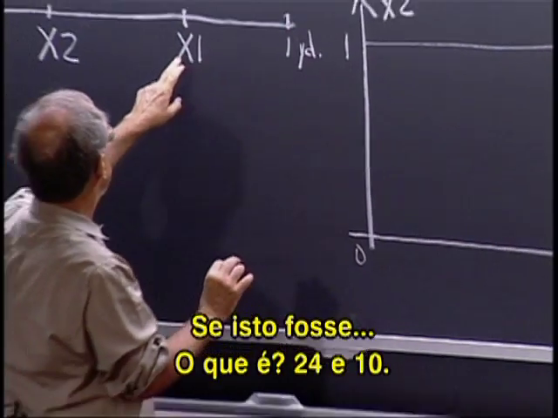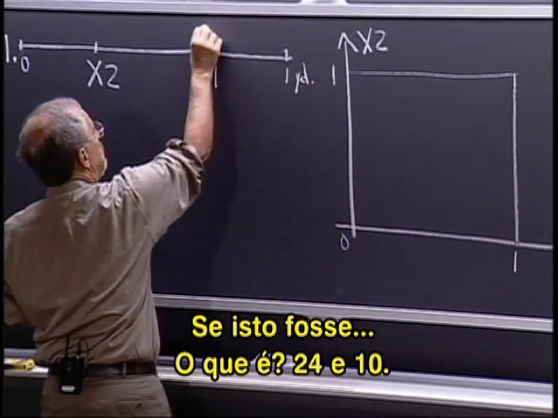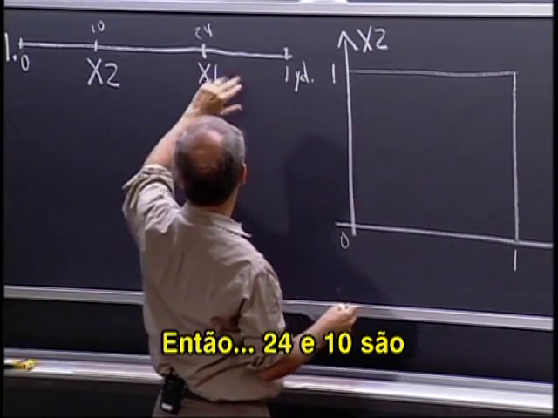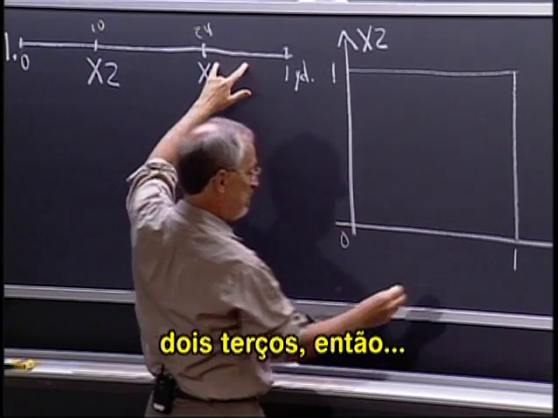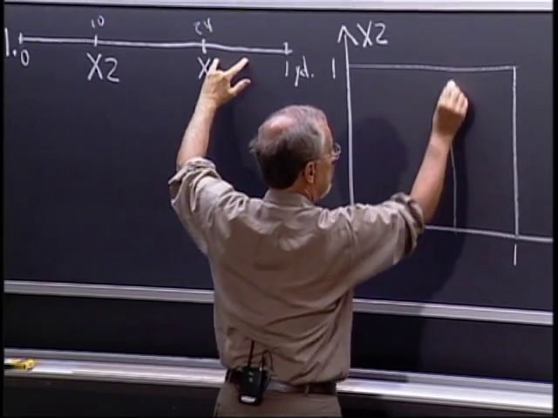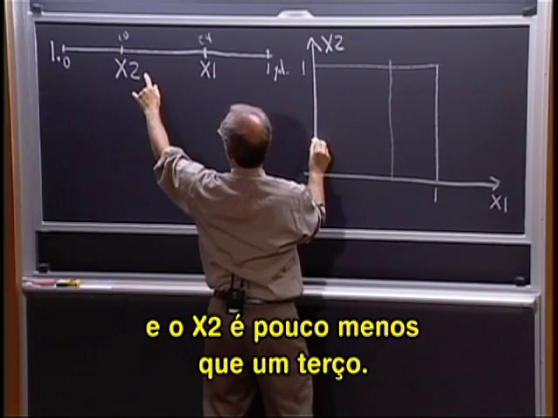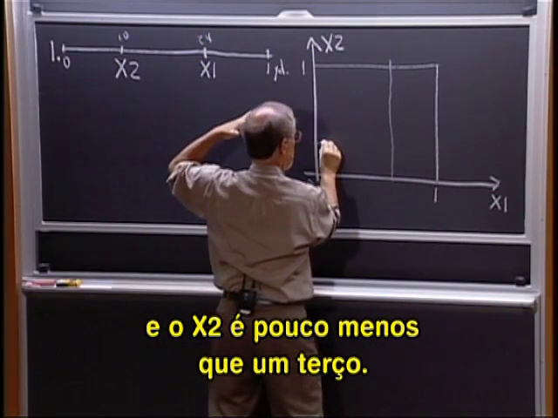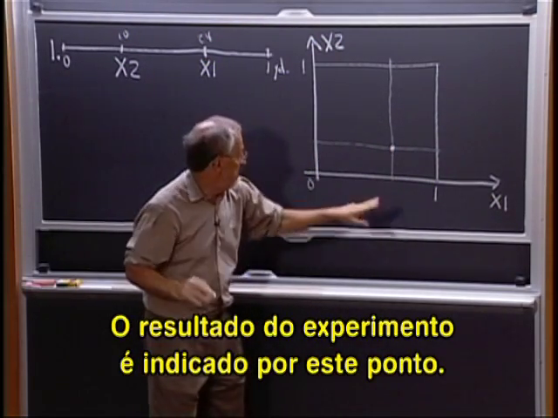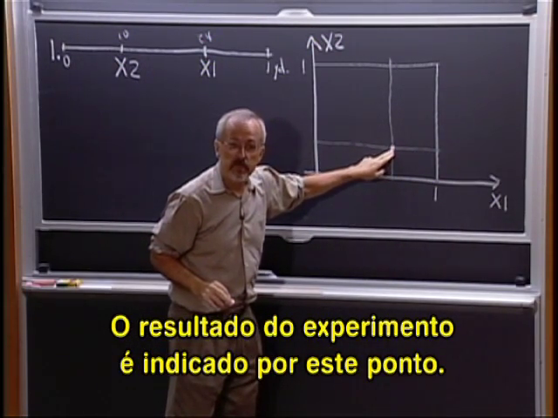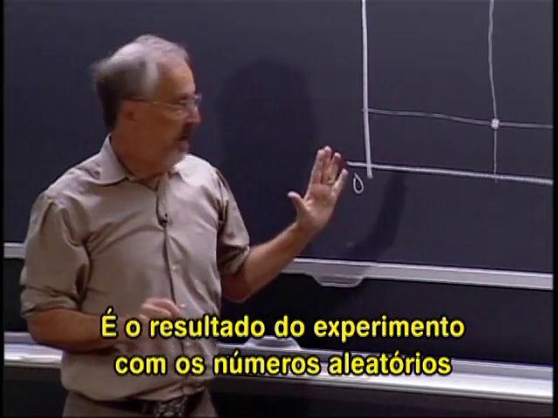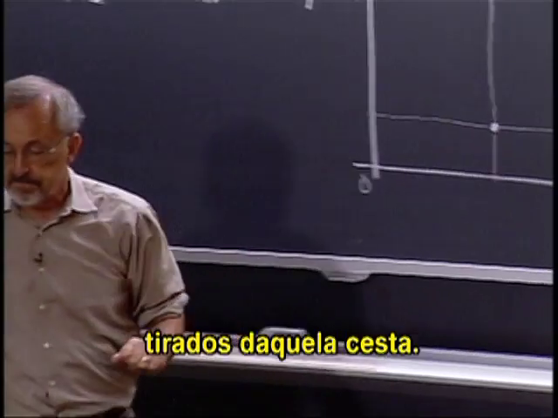Let's look. What was this? 24 and 10. Okay, so 24 and 10, this is about 2/3. So x1 was this value. And x2, 10, is a little bit less than 1/3. It's over there. Okay, so the outcome of our experiment is shown by that point right there. That's the outcome of our experiment when we pulled random numbers from that basket.